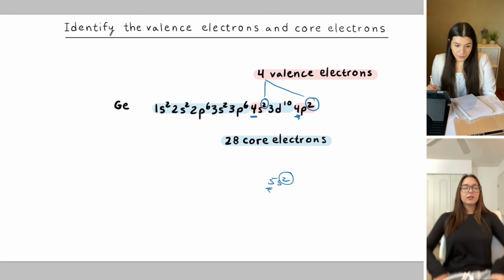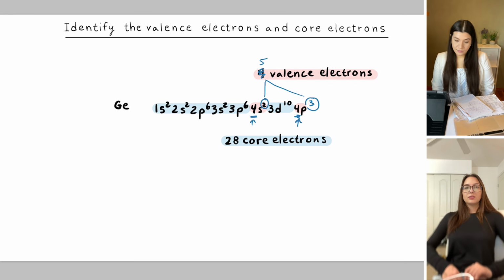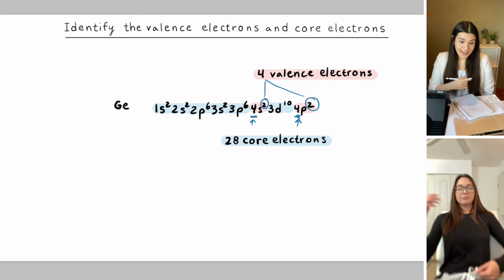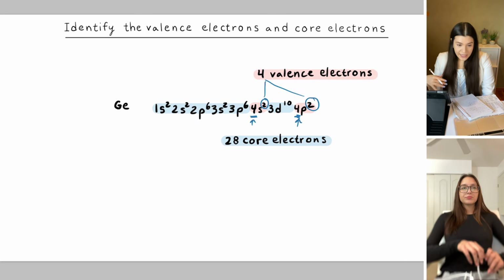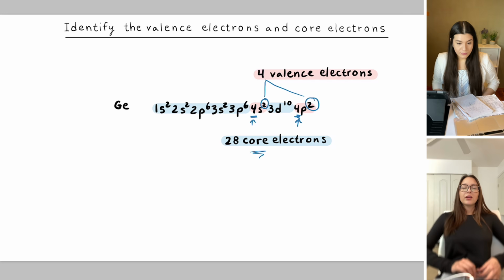What do you mean the highest? Like because 4 is the highest? Yes. Oh, okay, I see. If this were a 3, then the valence electrons would have been 5. Okay, that makes sense. So if the highest was the 3, we would count up the electrons of all the 3s? Yes, exactly. And then everything remaining would be the core electrons. That's just what's inside.